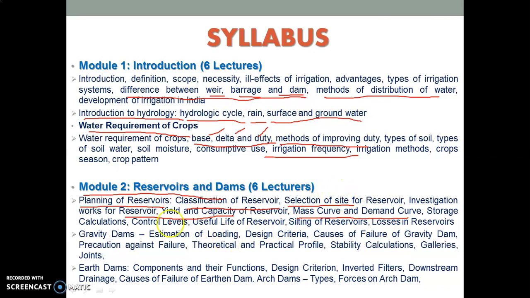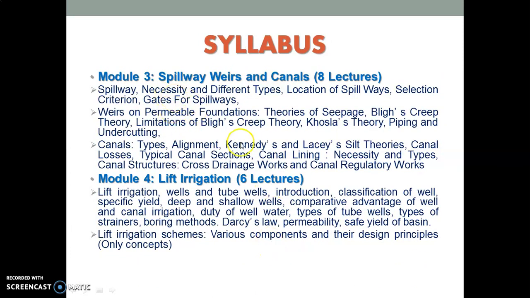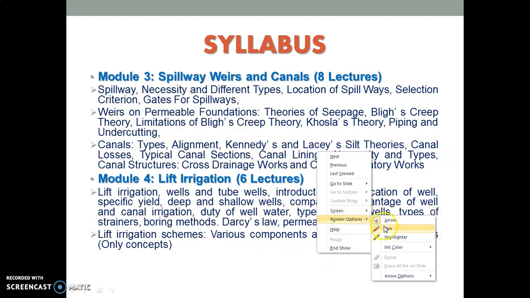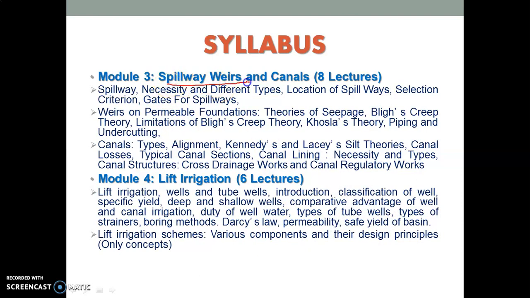On the basis of these calculations we are going to decide whether our dam is going to be a gravity dam, an earthen dam, or an arch dam. A gravity dam is a dam made from cement concrete. An earthen dam is a dam made from earthen materials such as rocks or soil. An arch dam is a type of gravity dam, but we construct it in a curved form.